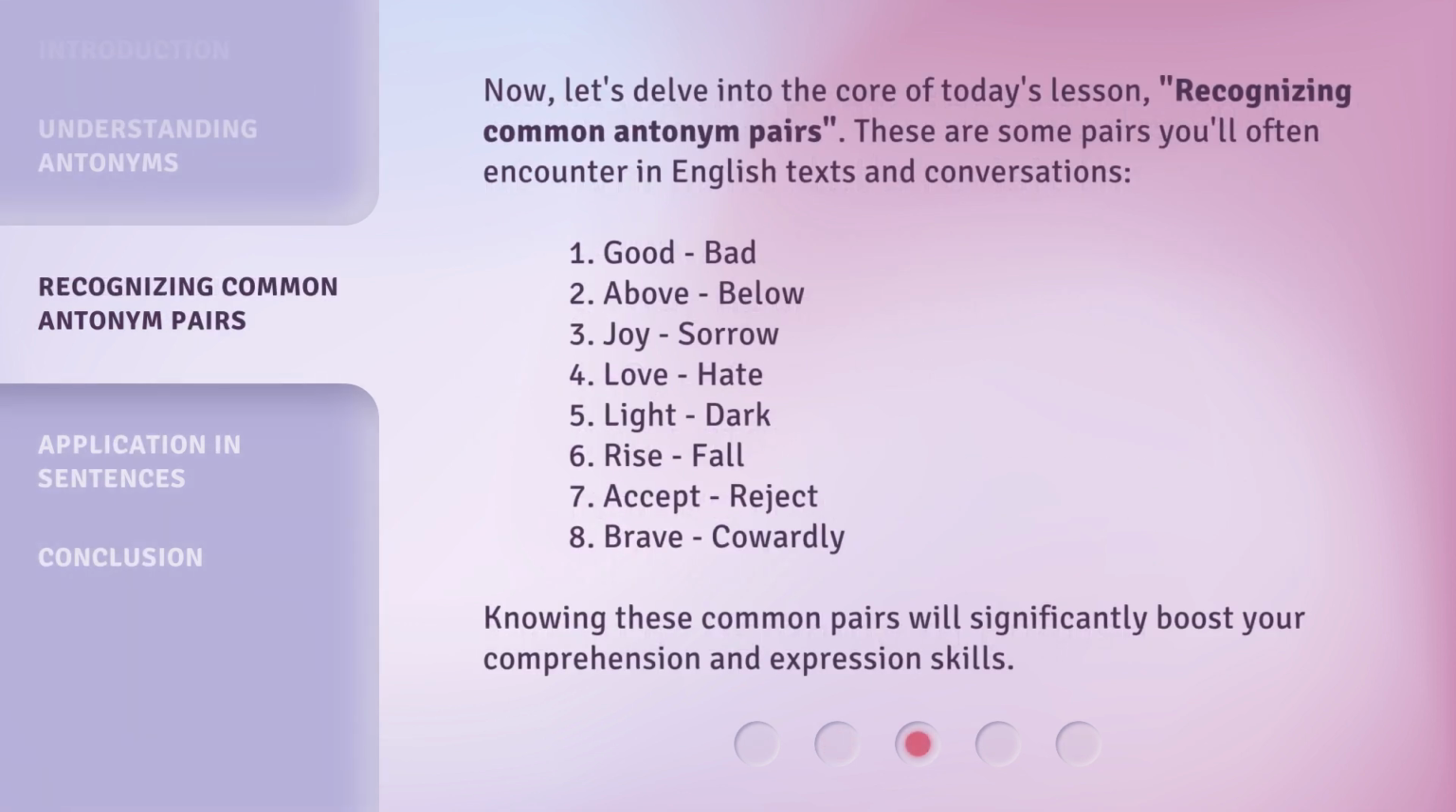Now, let's delve into the core of today's lesson, recognizing common antonym pairs. These are some pairs you'll often encounter in English texts and conversations. 1. Good, bad. 2. Above, below. 3. Joy, sorrow. 4. Love, hate. 5. Light, dark. 6. Rise, fall. 7. Accept, reject. 8. Brave, cowardly. Knowing these common pairs will significantly boost your comprehension and expression skills.